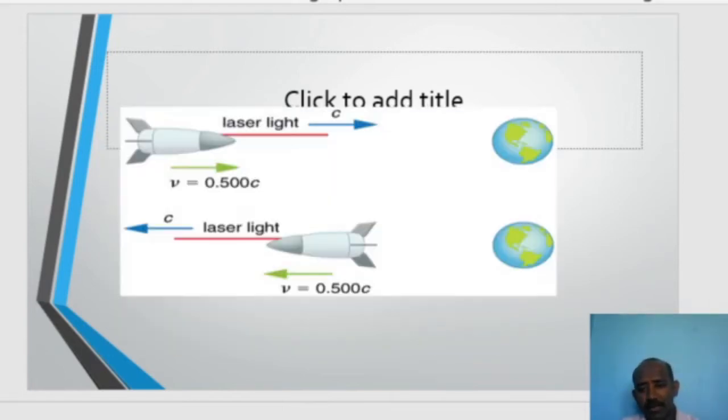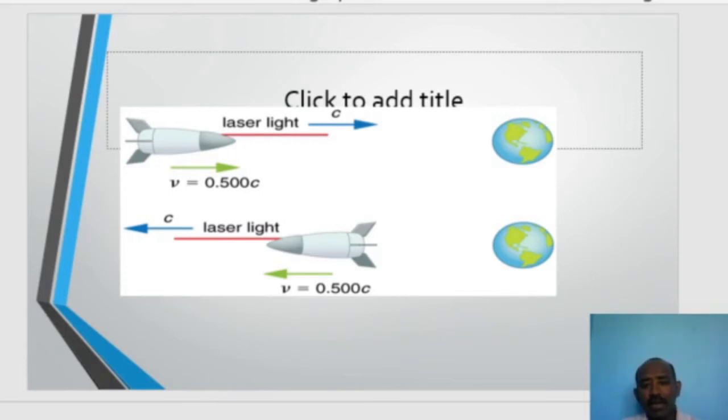Now take the second example. A spaceship is moving in the x direction, and in the same direction the laser light is also moving with the speed of light. That speed of light is 3 into 10 to the power of 8 meter per second. The velocity of the spaceship is half of that, that is 0.5 c. According to classical mechanics, it becomes 3 plus 0.5, that will be 3.5. But this is not possible according to the special theory of relativity.